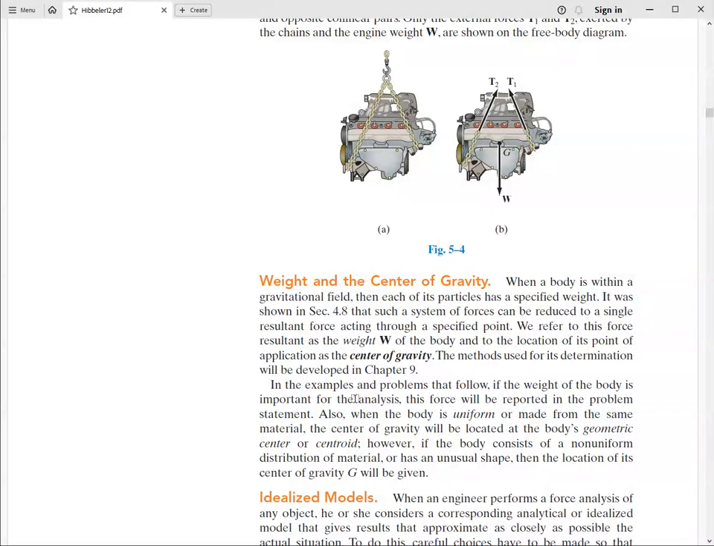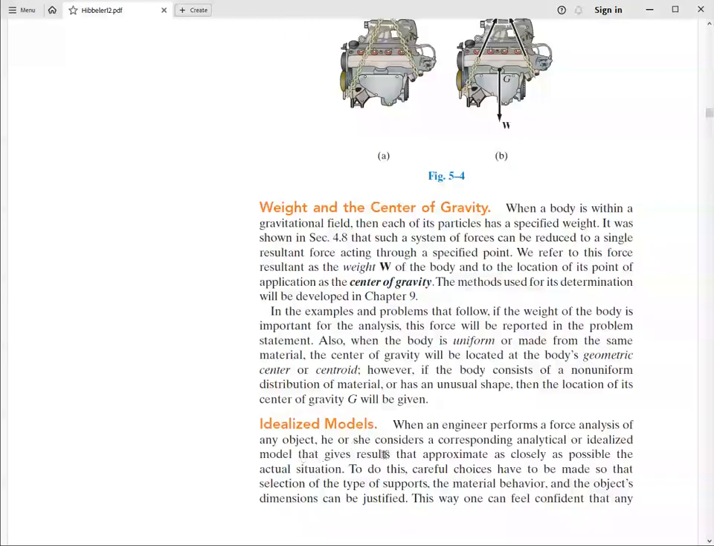Weight is the resultant of the parallel forces caused by gravity. So Earth is pulling every little piece of the body towards the center of the Earth, but on a small scale, those are considered parallel. If a body has geometric symmetry and it's homogeneous, then the weight, the resultant of all gravitational forces, acts at the geometric center.